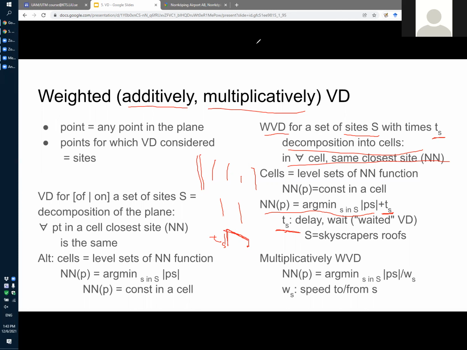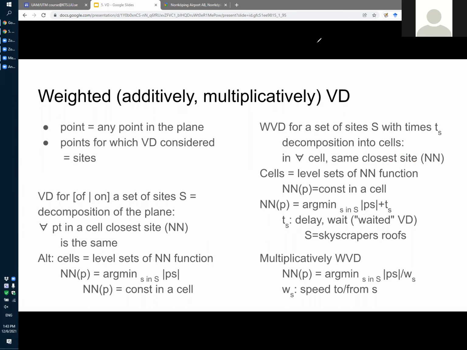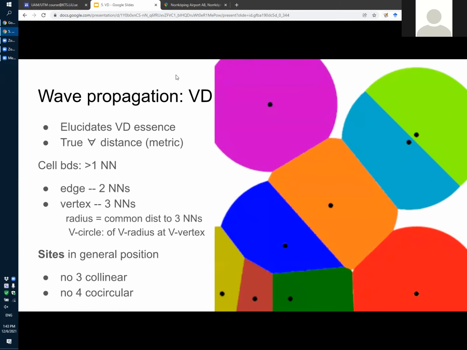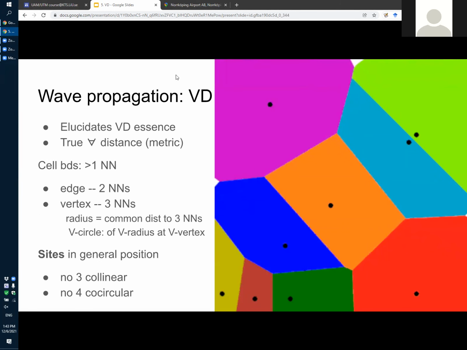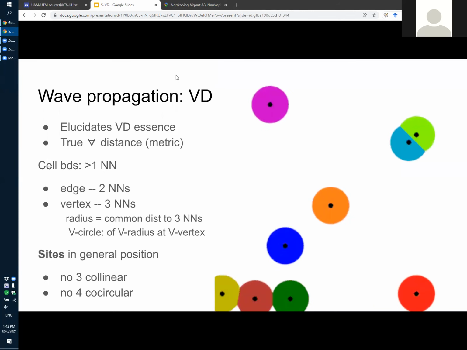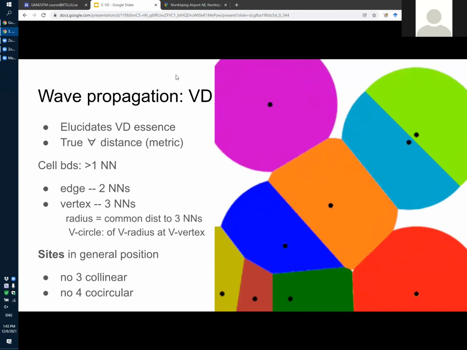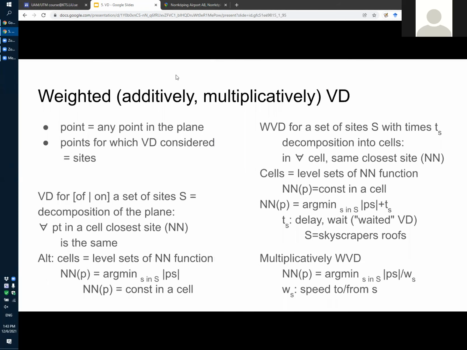Or if we were looking at the wave propagation paradigm for the Voronoi diagram, then these wave propagations would start at different sites at different times. The larger the delay is, the later the wave propagation would start from that site. Okay, so that's the additively weighted Voronoi diagram.